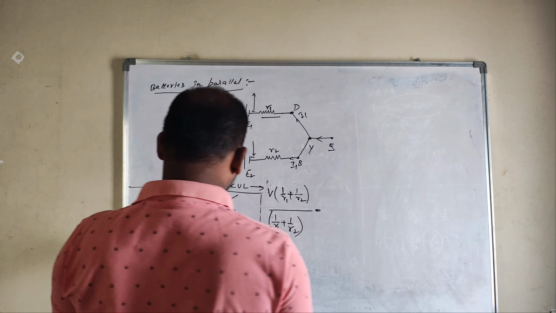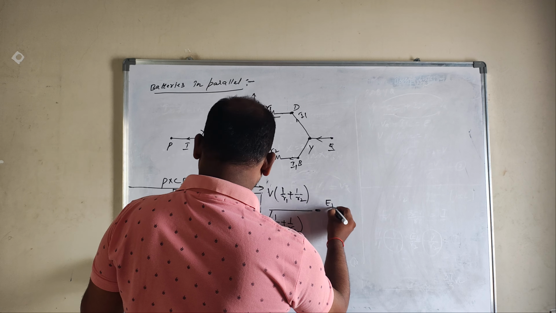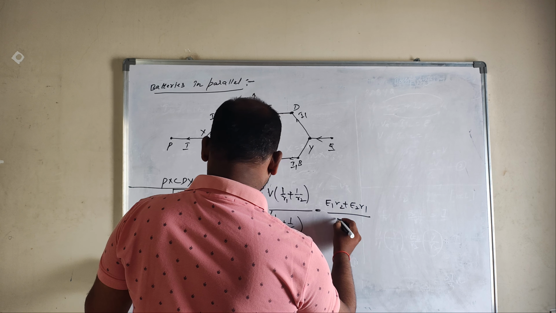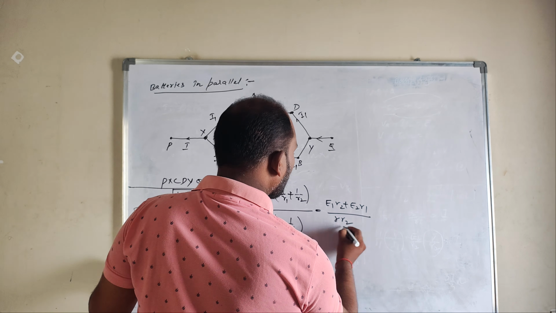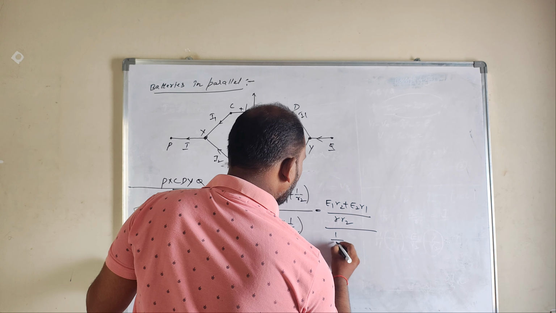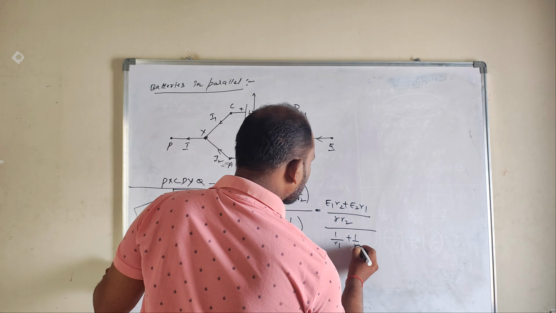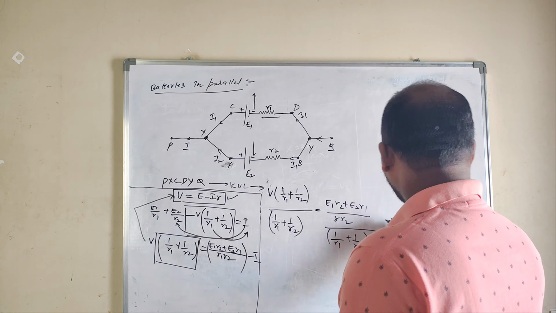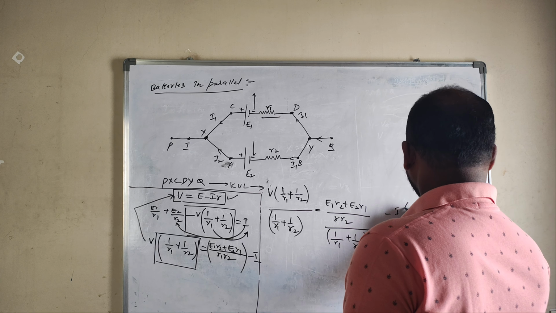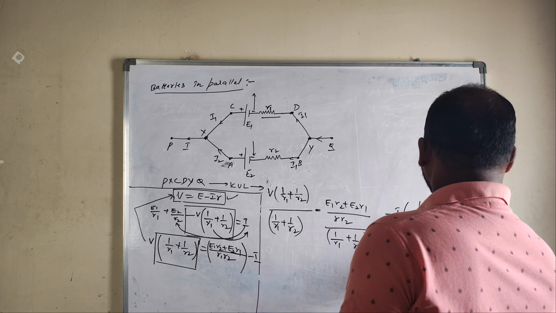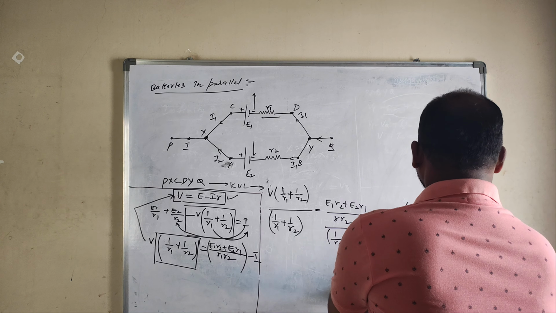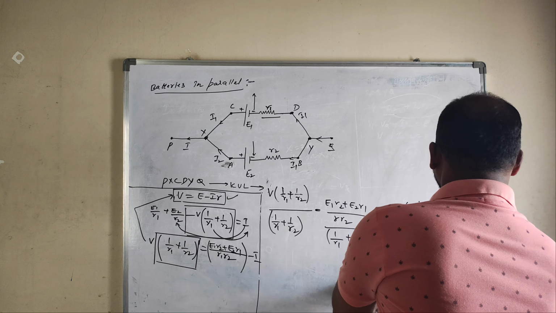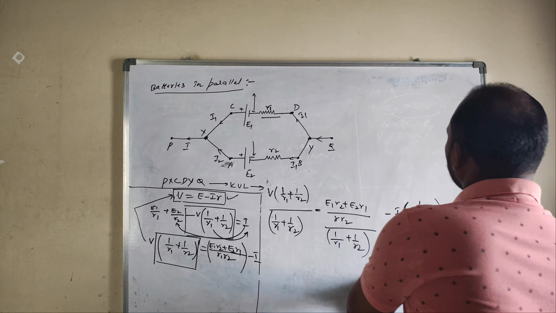Okay. Next, (V1 R2 + V2 R1) / (R1 R2), divided by (1/R1 + 1/R2). Okay guys. Next, minus I into 1/R1 + 1/R2. So I hope you people have understood.